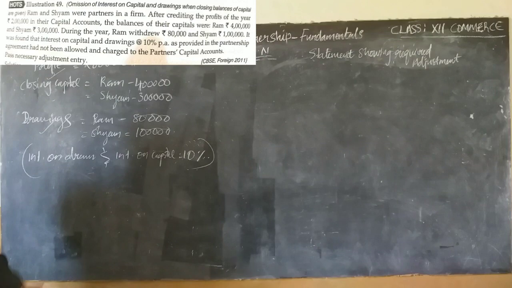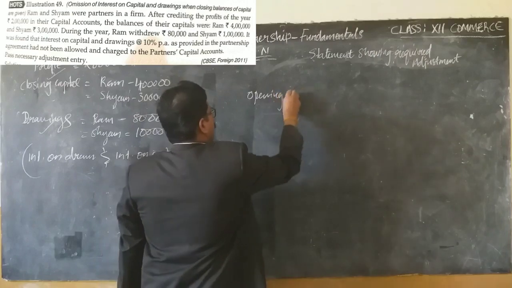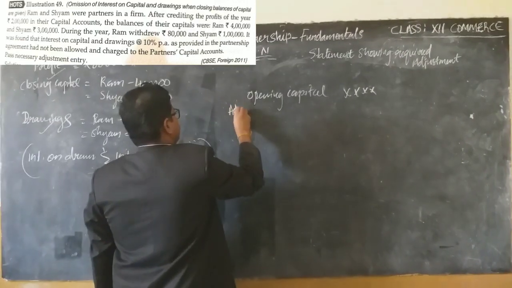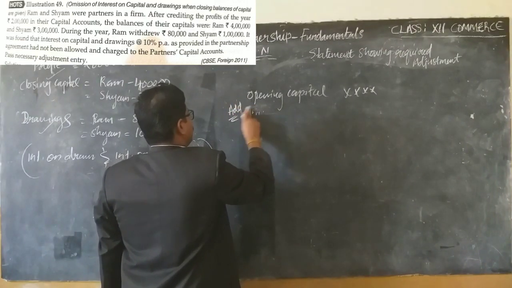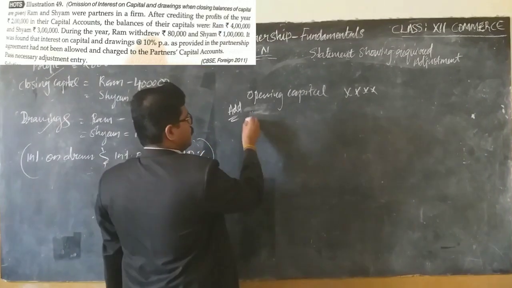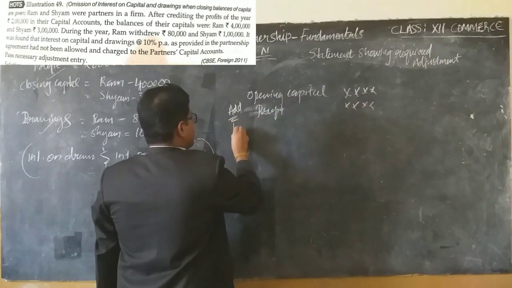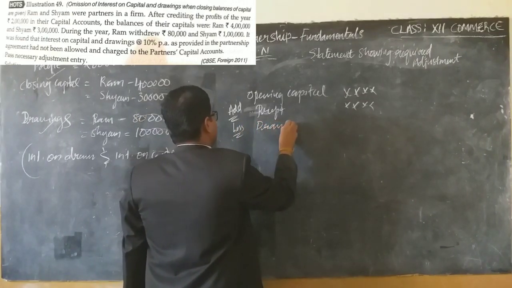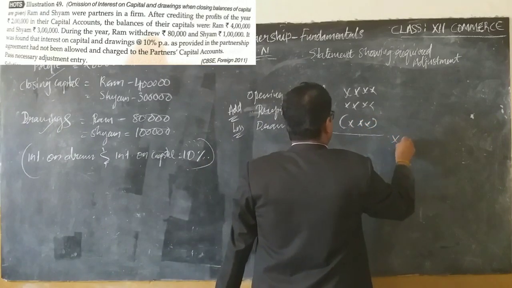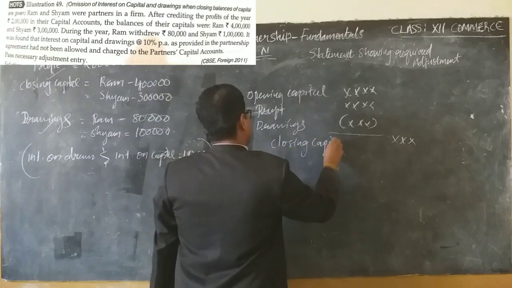Yes or no? How to find out opening capital? We studied it in 11th standard. Now, what are the adjustments? Let's recall the points. First one, opening capital. To the opening capital we will add interest on capital, but here they didn't charge interest on capital. So add profit. Then less drawings. Then we will get our closing capital.